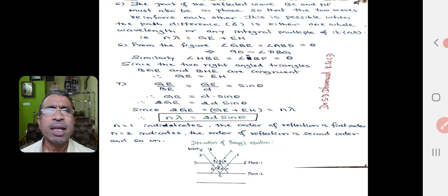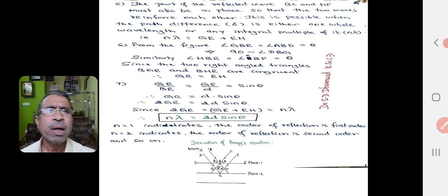That is n lambda. Therefore, from this we can say n lambda is equal to GE plus EH. So the n lambda which I have shown is nothing but GE plus EH. This is the extra distance the wave travels when it strikes the second plane.